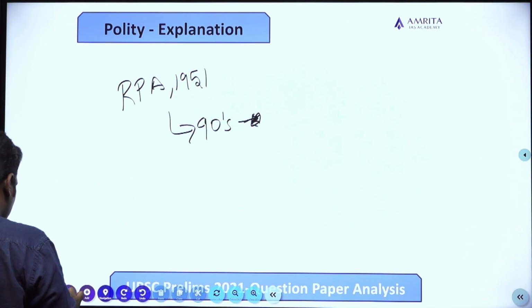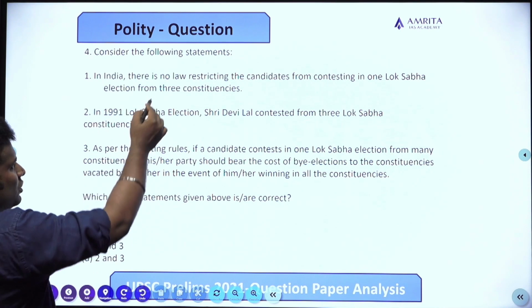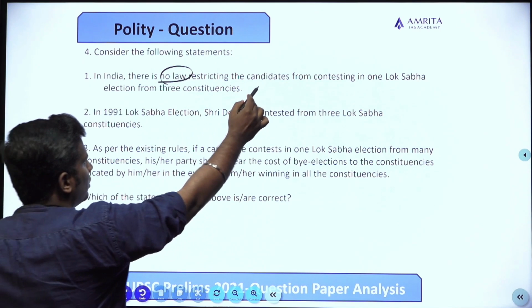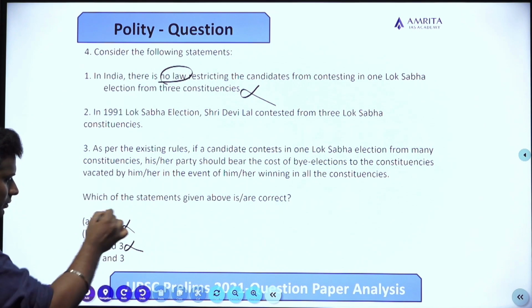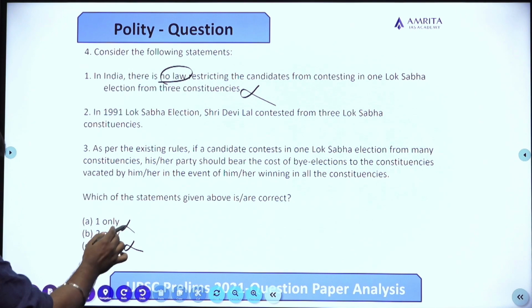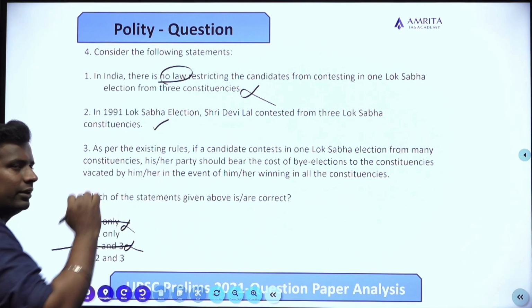Okay. So, you go back to the previous question. Is there a law? Yes, there is a law. So, you can say that this statement is wrong. Remove option 1. We are left with 2 options. Option A is gone. Option C is gone. Now, we are left with option B, 2 only, and option D, 2 and 3. So, automatically statement 2 becomes right.